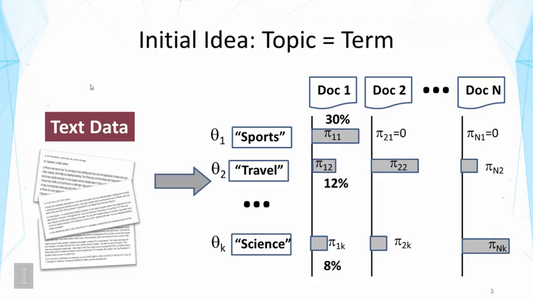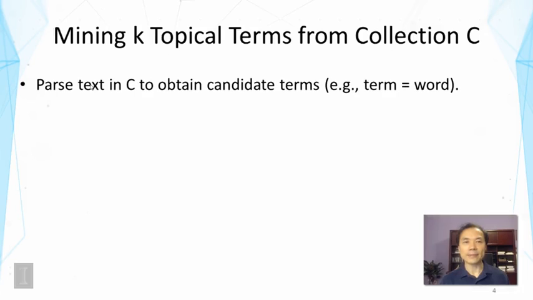So now, of course, as we discussed in the task definition for topic mining and analysis, we have two tasks. One is to discover the topics, and the second is to analyze the coverage. So let's first think about how we can discover topics if we represent each topic by a term. So that means we need to mine k topical terms from a collection. Now, there are, of course, many different ways of doing that, and we're going to talk about a natural way of doing that, which is also likely effective.